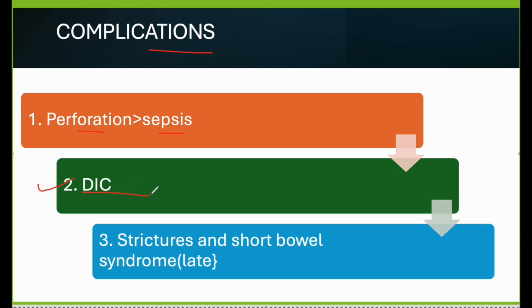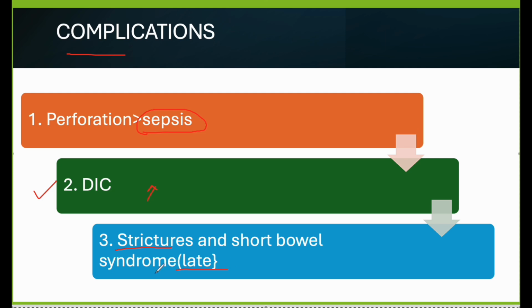Next, we are going to talk about DIC, disseminated intravascular coagulation. So an increase or activation of the coagulation cascade is going to occur, and then there's going to be a lot of clots forming. So this could even cause a pulmonary embolism, which is a very, very severe complication of this disease. Lastly is strictures and short bowel syndrome, which could be late complications of this condition.